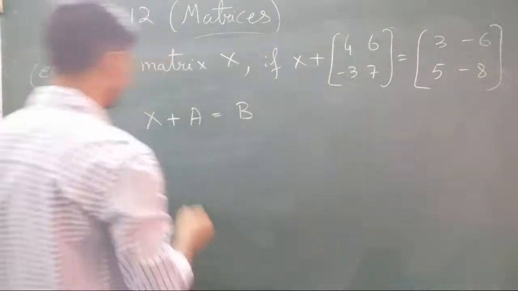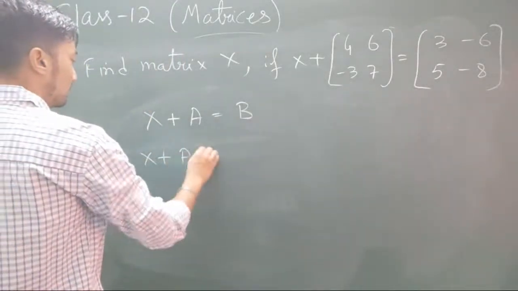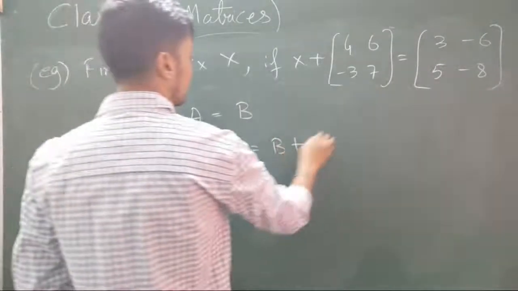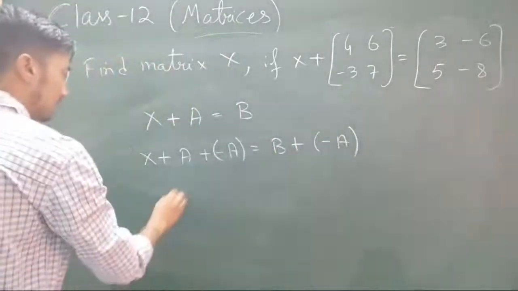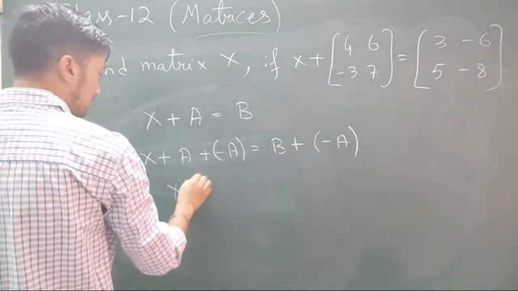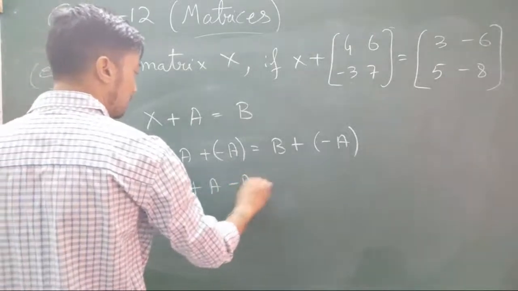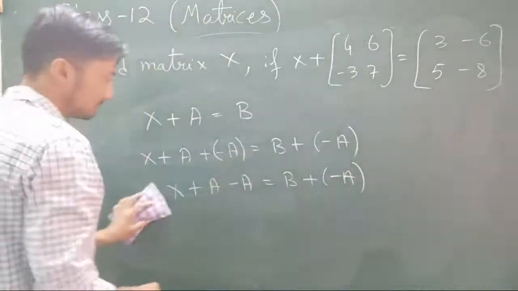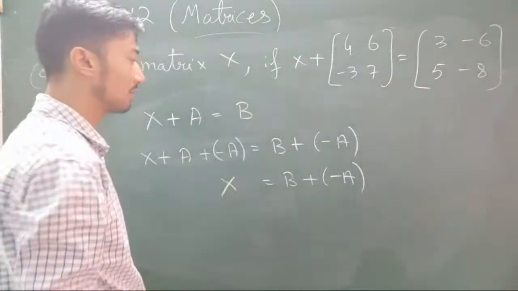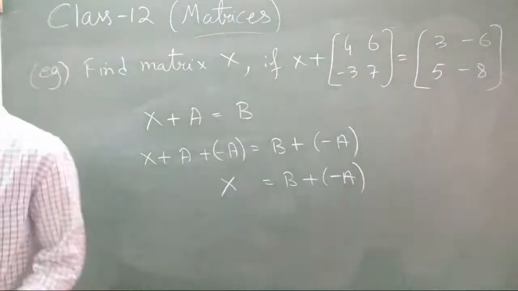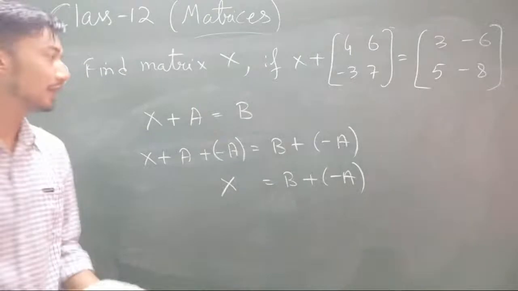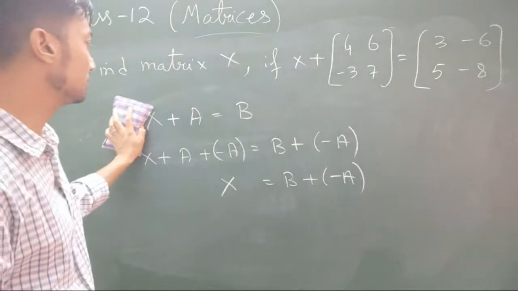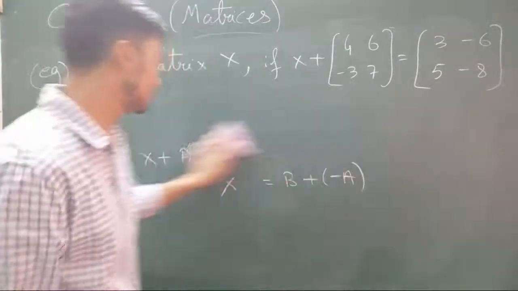Actually, we can't do that. What we do is add the negative matrix on both sides. So X plus A minus A equals B plus of minus A. That's what happens. A minus A gives the zero matrix. So X is equal to B plus the negative of the matrix A. That's what we have. It's algebra only, so you can do it also. No problem with that.